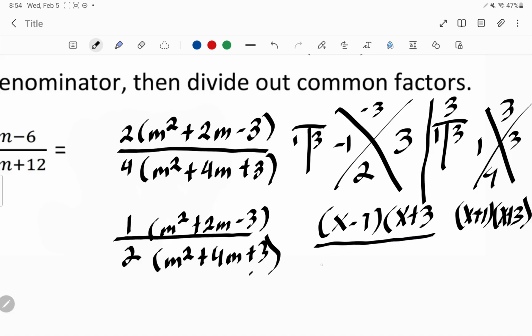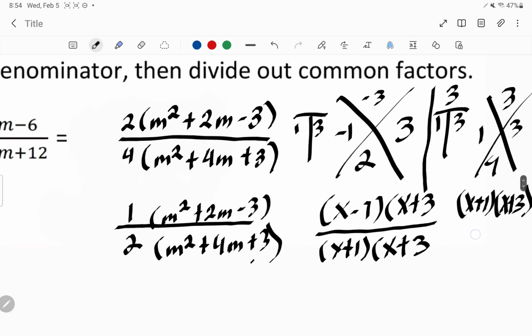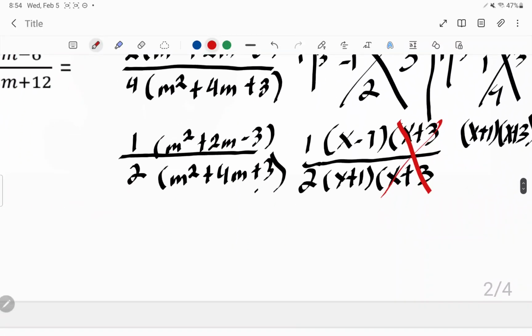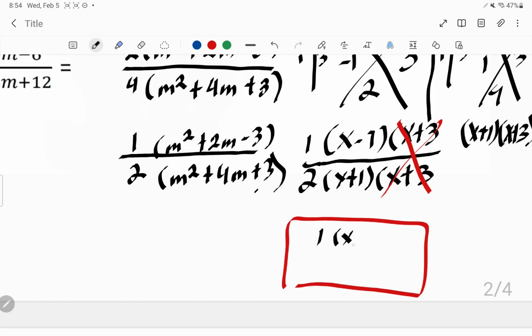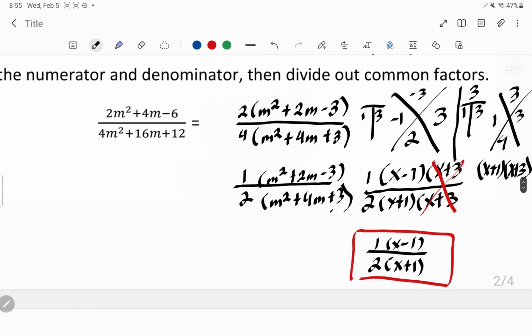So my fraction right here, x plus 1, right? x plus 3. What do you think is going to happen? The 3's are going to cancel. Those 2 cancel. So my final answer, which I'm going to put in red, is 1/2 times (x minus 1) over (x plus 1). Okay, so it seems like a lot, but it really isn't. You just have to kind of break it down step by step. And that's how we solve that one.